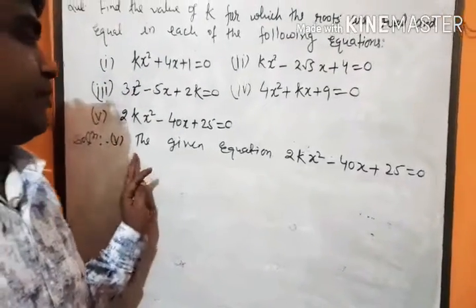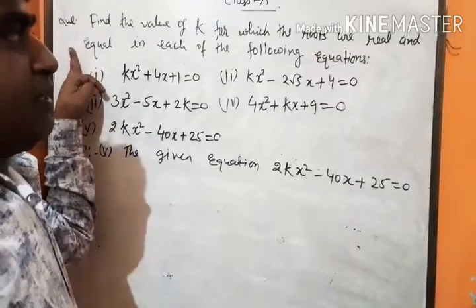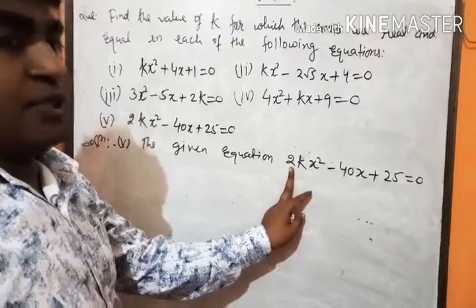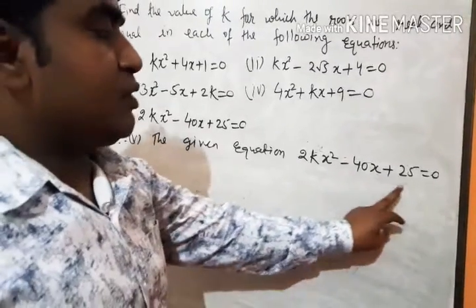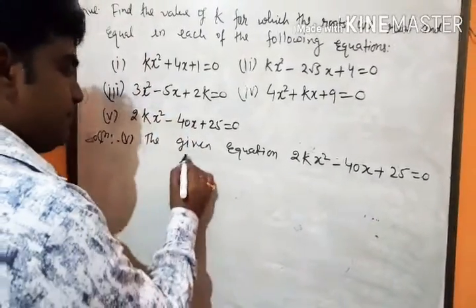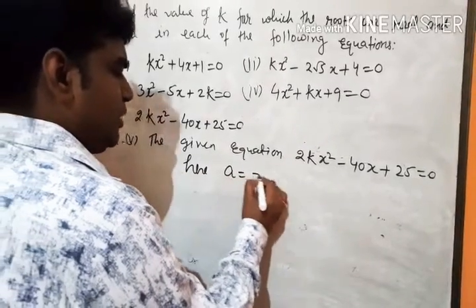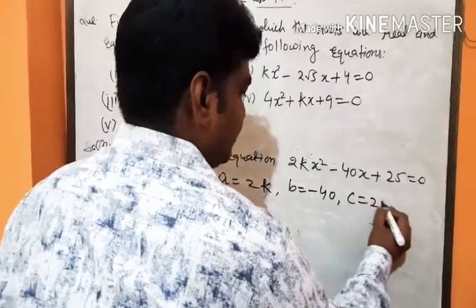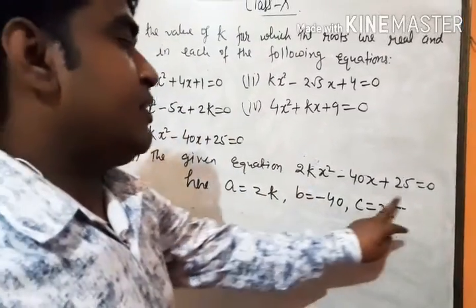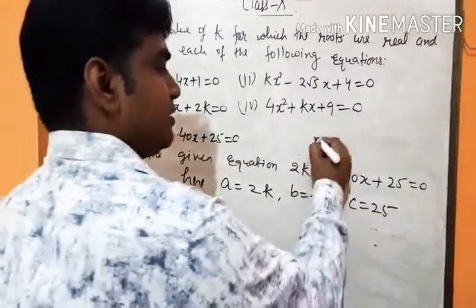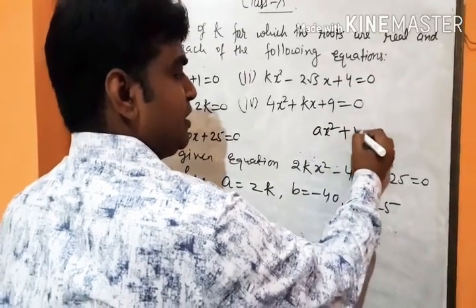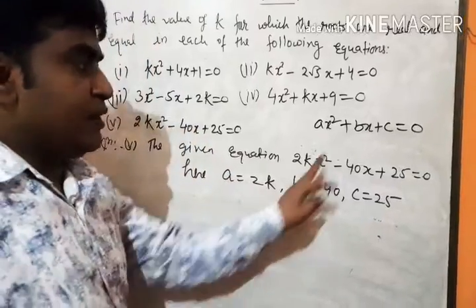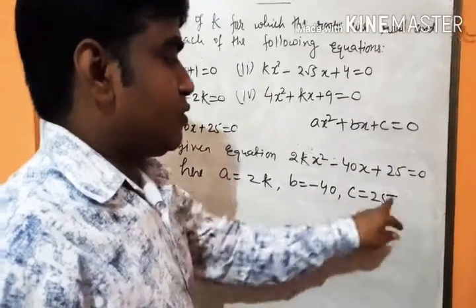Fifth question. Find the value of k for which the roots are real and equal for the given quadratic equation, which is 2kx square minus 40x plus 25 is equal to 0. Here a is equal to 2k, b equal to minus 40 and c is equal to 25. As you know, the given quadratic equation is compared with the standard form ax square plus bx plus c equal to 0. Then we have a is equal to 2k, b equal to minus 40 and c is equal to 25.